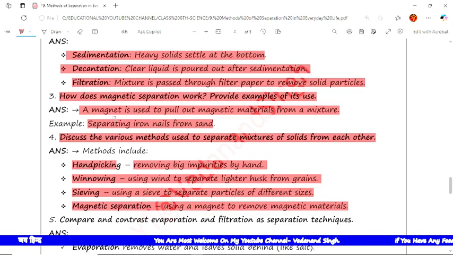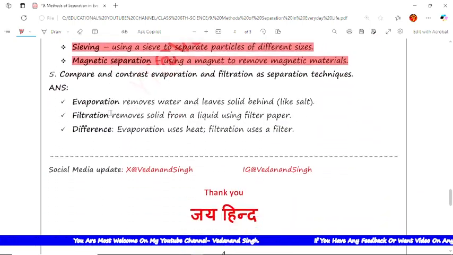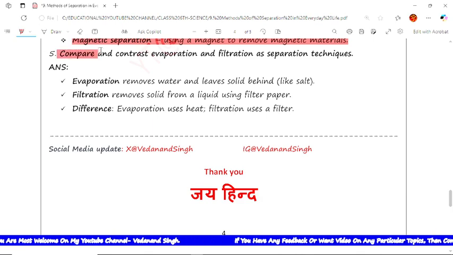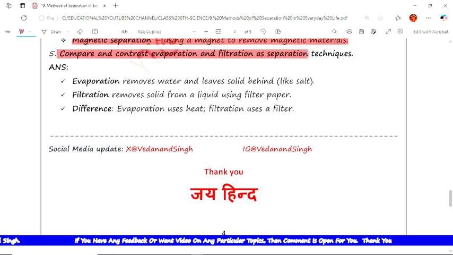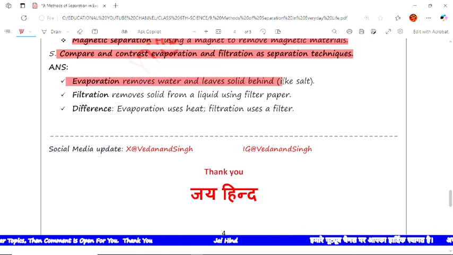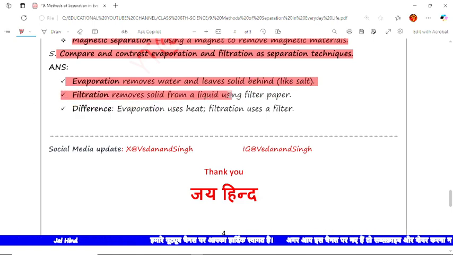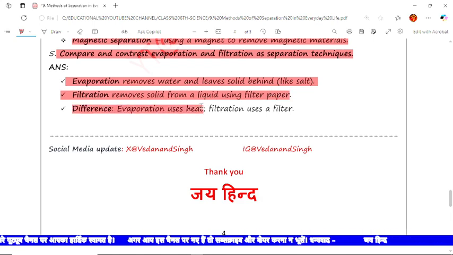Now the next question is: compare and contrast evaporation and filtration as separation techniques. The answer is evaporation removes water and leaves solids behind, like salt, and filtration removes solids from a liquid using filter paper. Next is the difference: evaporation uses heat whereas filtration uses a filter.